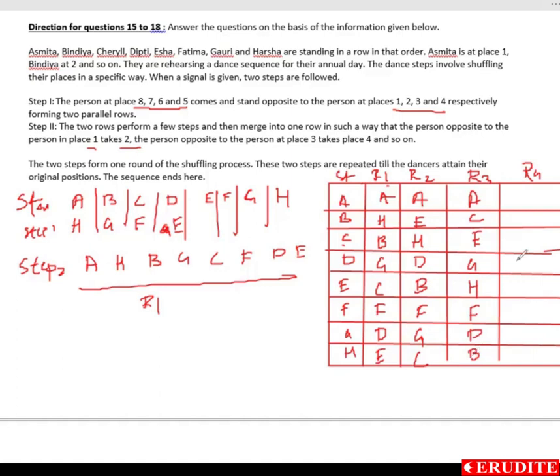And finally, end of round 4. B was opposite A after step 1 of round 3. End of round 3 is step 1 of round 4 done. B will be opposite A. So now A followed by B, C followed by D, E followed by F, G followed by H. Absolutely like starting. So after 4 rounds, they will be similar to starting. Clear?